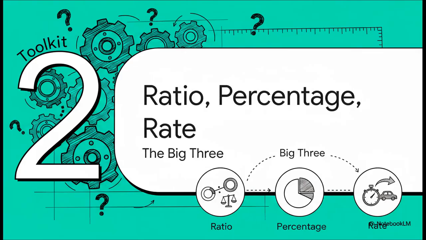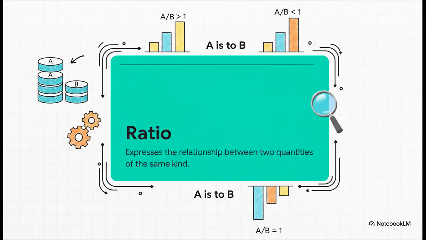Moving right along to Section 2, let's strictly define the big three tools we'll be using: ratio, percentage, and rate. First up, the classic ratio. A ratio simply shows how many times one quantity fits inside another. Generally, you're looking at the relationship between two quantities of the exact same kind. You've probably seen this written as A is to B with a colon, or just as a straightforward fraction, A over B. And keep in mind, depending on what you're measuring, that ratio can end up being greater than 1, less than 1, or exactly equal to 1.